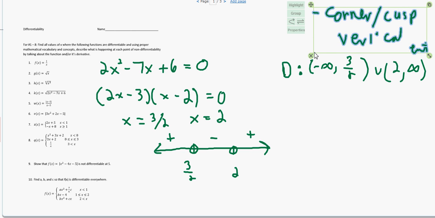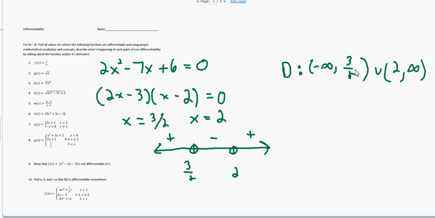Okay, so automatically our function cannot be differentiable between 3 halves and 2. Oh, these should be brackets, I'm sorry. Let's get rid of these guys. Bracket, because we can include 3 halves and 2.